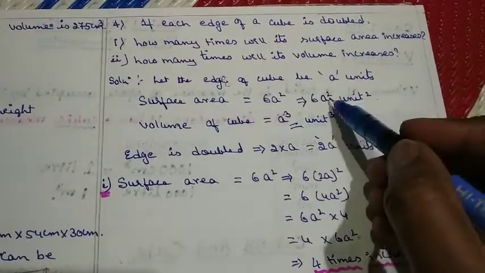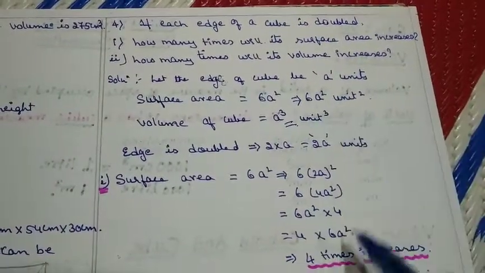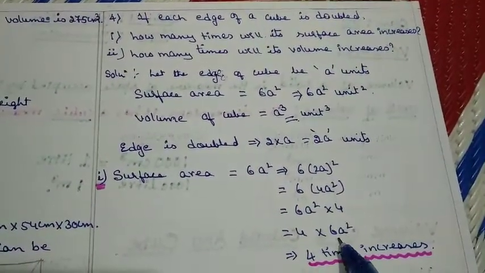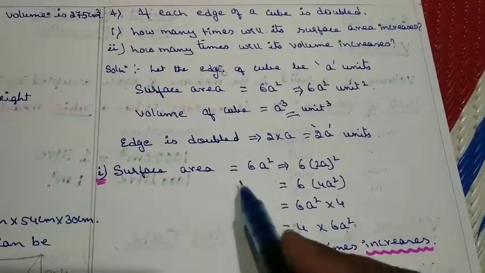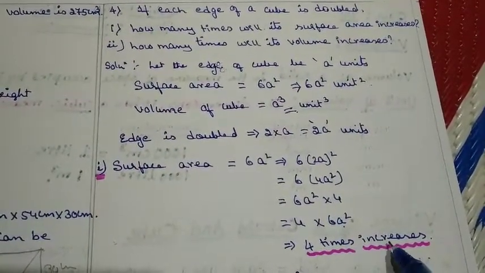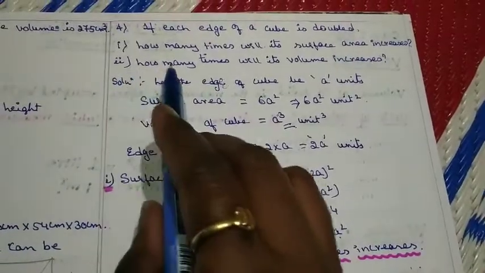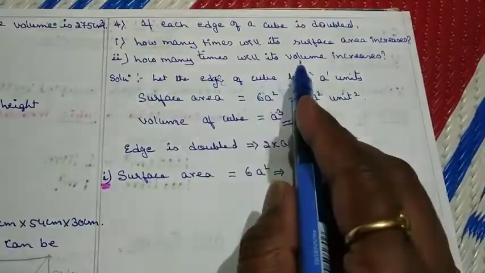Initially we had the surface area as 6a², so this 6a² remains as it is here, which indicates that its surface area increases 4 times. In the same way, the second sub-question is asking how many times its volume will increase.